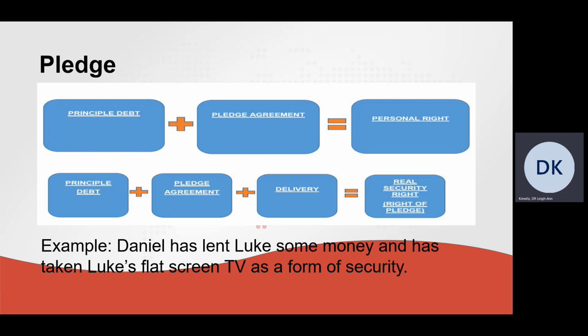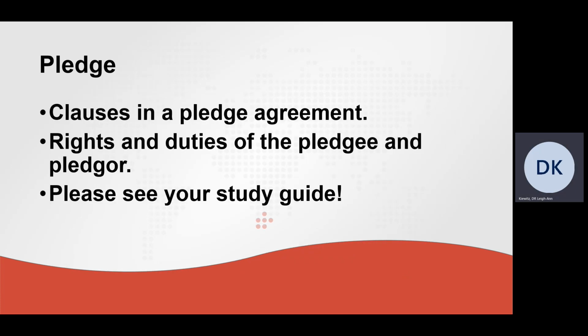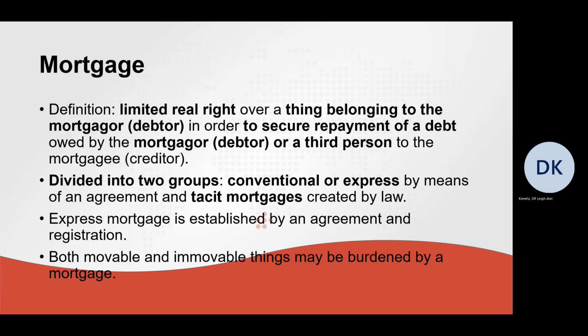If there is only a principal debt and a pledge agreement, only a personal right will be established. Whereas if there is a principal debt, a pledge agreement, and delivery, real security rights will be established. For example, Daniel has lent Luke some money and has taken Luke's flat screen TV as a form of security. Please see your study guide for clauses in a pledge agreement and the rights and duties of the pledgee and pledger. A mortgage.